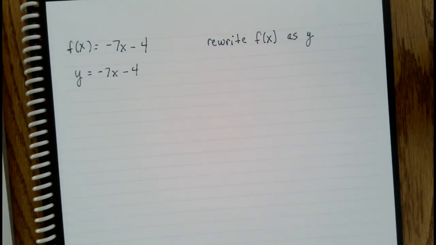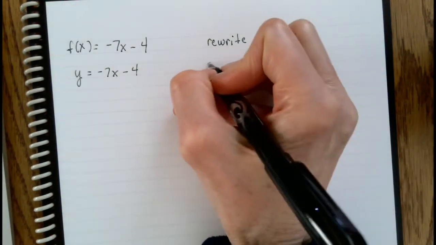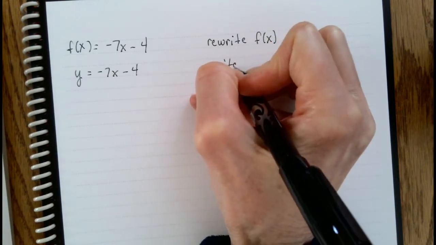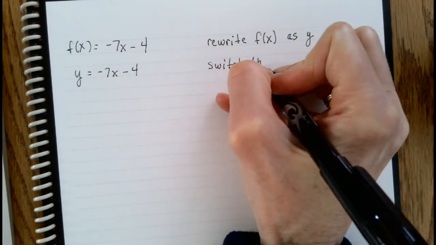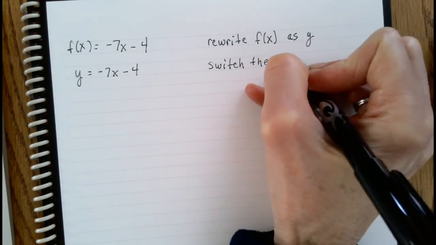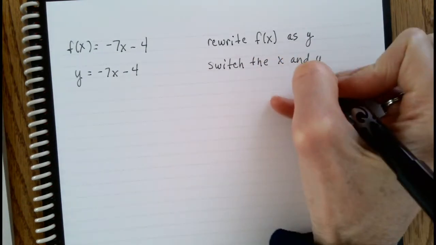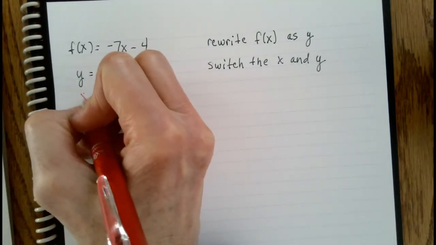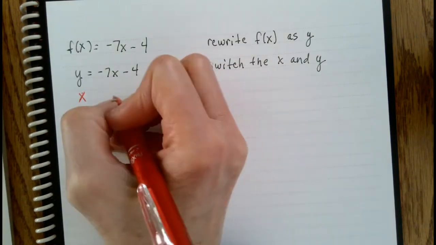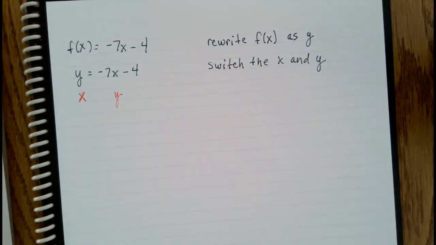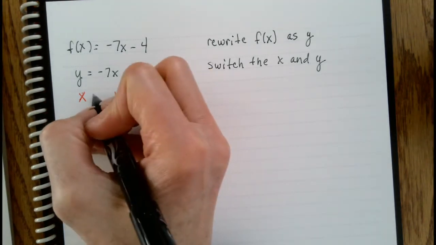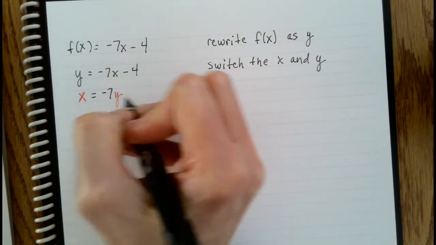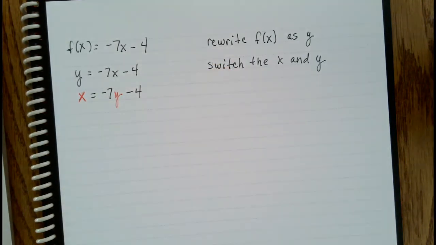And what we're going to do now to find the inverse is switch the x and the y. Sometimes I say interchange the x and the y, but what happens is that x is going to go where y went, and y goes where x went. Nothing else changes. The numbers in front don't change, so it's x equals negative 7y minus 4.